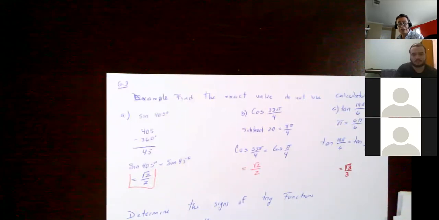So here we're going to be using the unit circle. We know that 405 is more than 360 degrees. So we're going to subtract 360. And when we subtract 360, notice that we're left with 45 degrees. So sine of 405 degrees is the same as sine of 45 degrees. And if you look at your unit circle, sine of 45 degrees is square root 2 divided by 2.